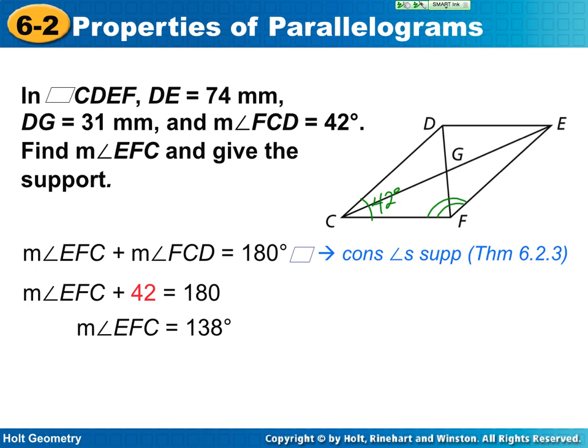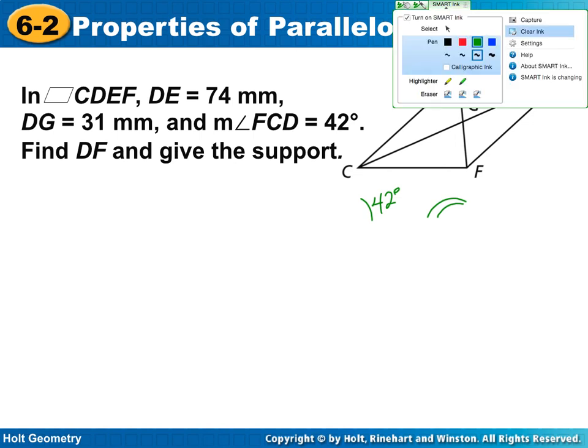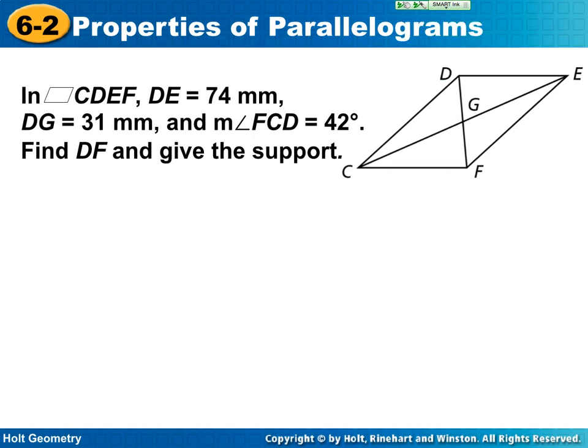The diagonals in there might be kind of distracting. So if you want to draw that picture without the diagonals, it might help you visualize what's going on there. All right, okay, this time find DF. DF is one of the diagonals.